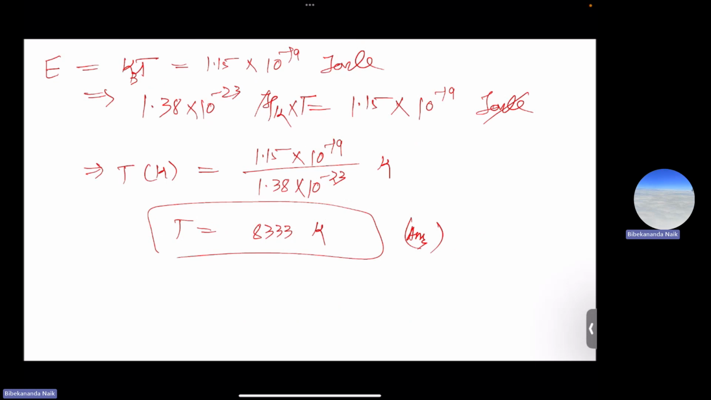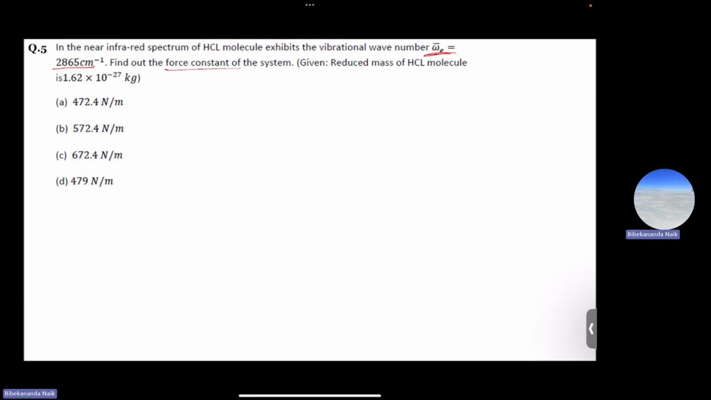Like in rotational spectra, when we were solving problems, there was a rotational constant which was B, and its unit was again centimeter inverse. So this is different from the omega that we are talking about. Don't get confused with it. And we need to find out the force constant K. Force constant K we need to find out.